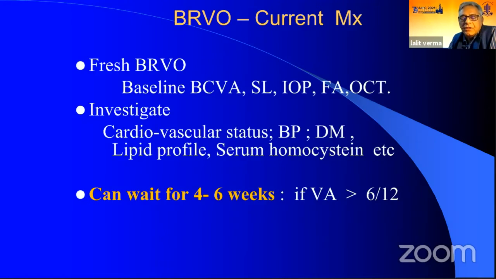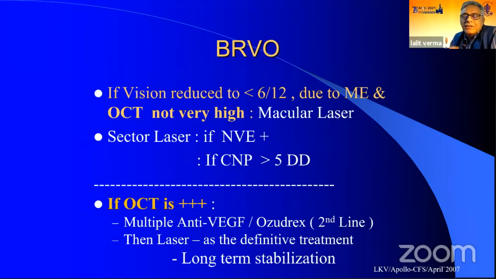So the current management is fresh BRVO: assess baseline visual acuity, slit lamp, IOP, FA, and OCT, investigate for various cardiovascular parameters, and you can definitely wait if the vision is good, 6/12 or 6/9. However, if the vision is less due to macular edema documented on OCT, and the OCT is not very high, as I said, then you can consider doing laser.